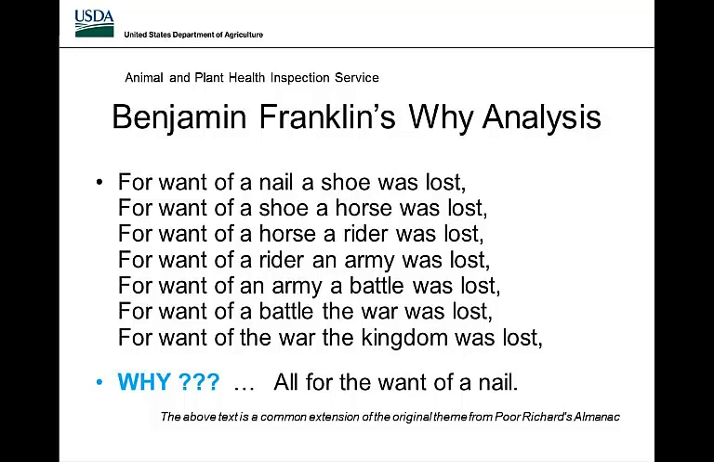Each domino knocked down another domino until the kingdom was lost. Why? All for the want of a nail. Sometimes you need to ask why more than 5 times, but you get the idea.